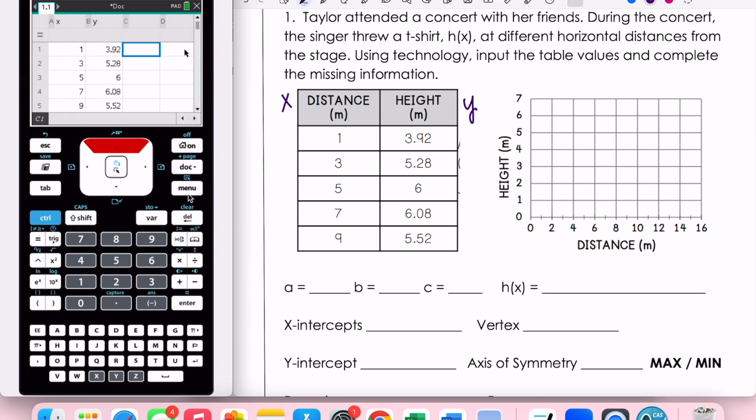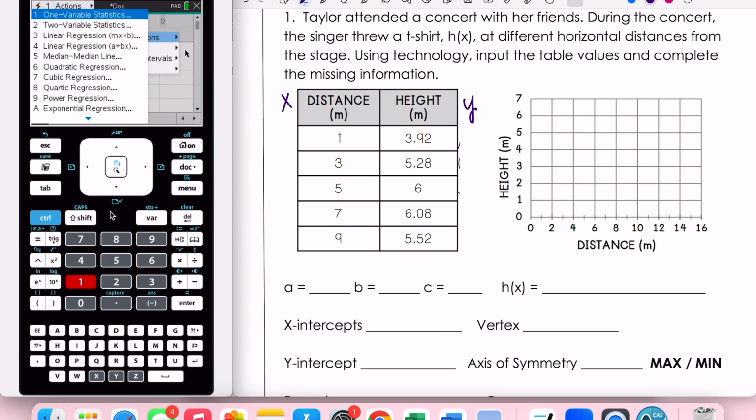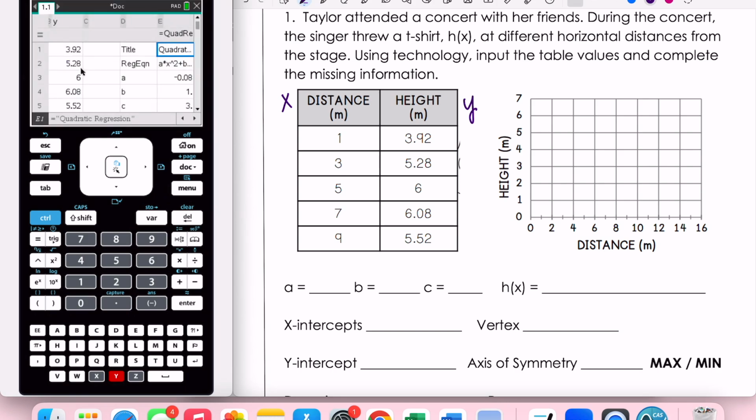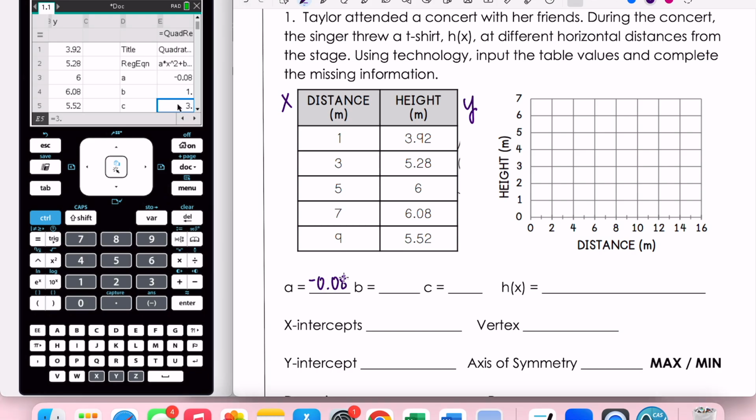So to find the equation of our function, we are now going to press menu, 4 for statistics, 1 for stat calculations, and we are going to come down to quadratic regression. So again, that is menu 416. Please do not get this confused with number 8, which is a quartic regression. We want a quadratic regression. So again, menu 416. X goes in my X list, Y goes in my Y list, and then we press the enter button twice. Now here, this is going to give me the values of A, B, and C. So the value of A is negative 0.08, B is 1, and C is 3.